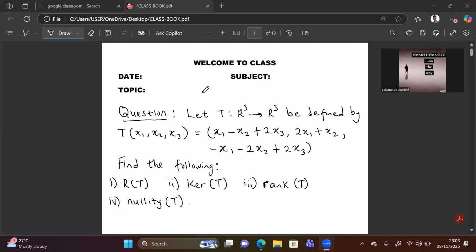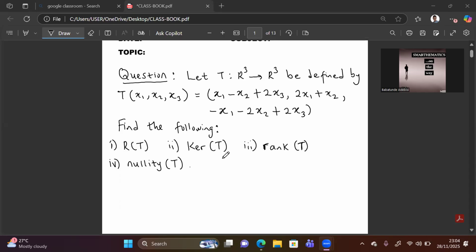This is the question we are solving today. So we have T: R3 mapped to R3, defined by this function. We should find the following: R of T, the kernel of T, the rank of T, and the nullity of T. To find all of this, where we are going is not far.